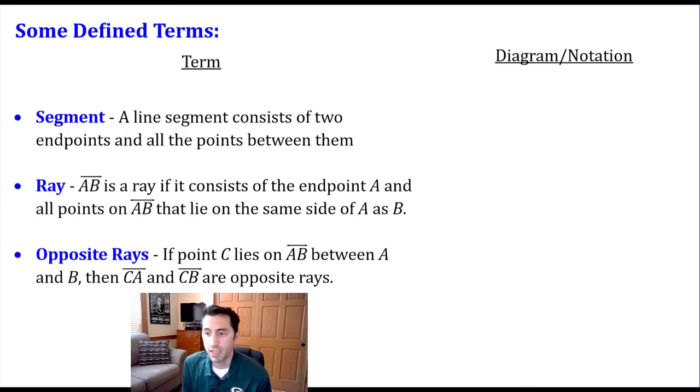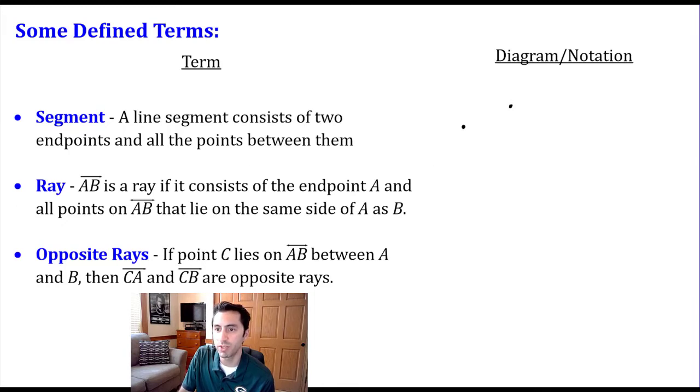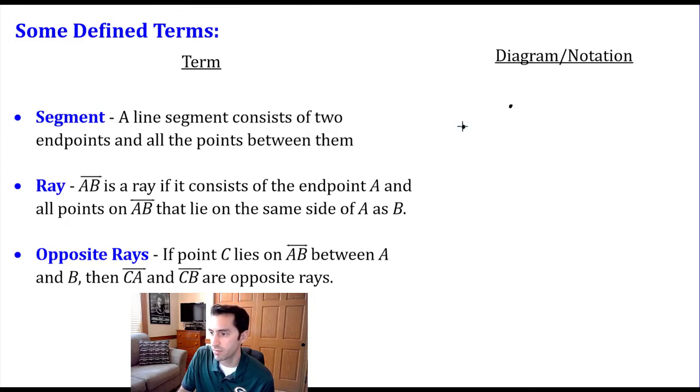So the first one, a segment consists of 2 endpoints and all the points between them. So if we think about how this is built, we have 2 points. And the segment consists of everything in between those points. So let's connect them together. We'll start here, and it ends at that other point. So if we relate that back to what a line is, a segment is a piece of that line. So it doesn't go on forever, it does stop.